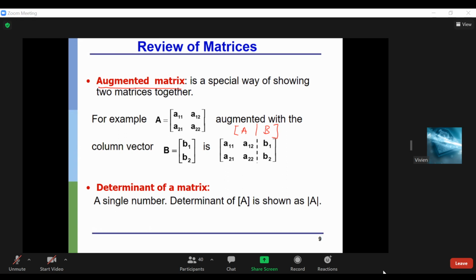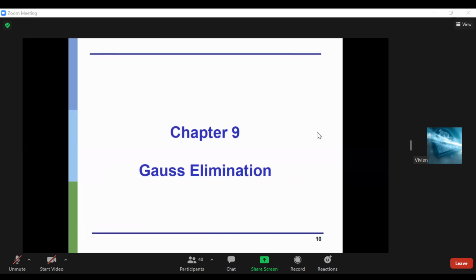And also we have the term determinant of a matrix, and you have learned about this before. So the determinant is a single number, and we can write down the determinant of A using the absolute sign here. So this is the determinant of a matrix. Okay, so those are the terms that we are going to use, so that when we meet those terms, you are not confused.